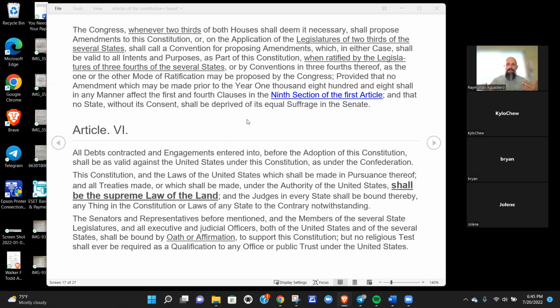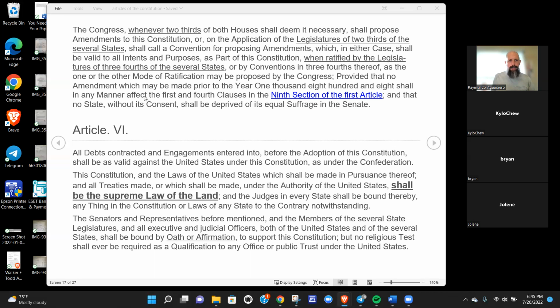So I wonder if 2/3 of the states come up with an amendment, and then they ratify it in their own legislature, if Congress ever even votes on it. I mean, I would imagine they have to. So, all right. Oh yeah.